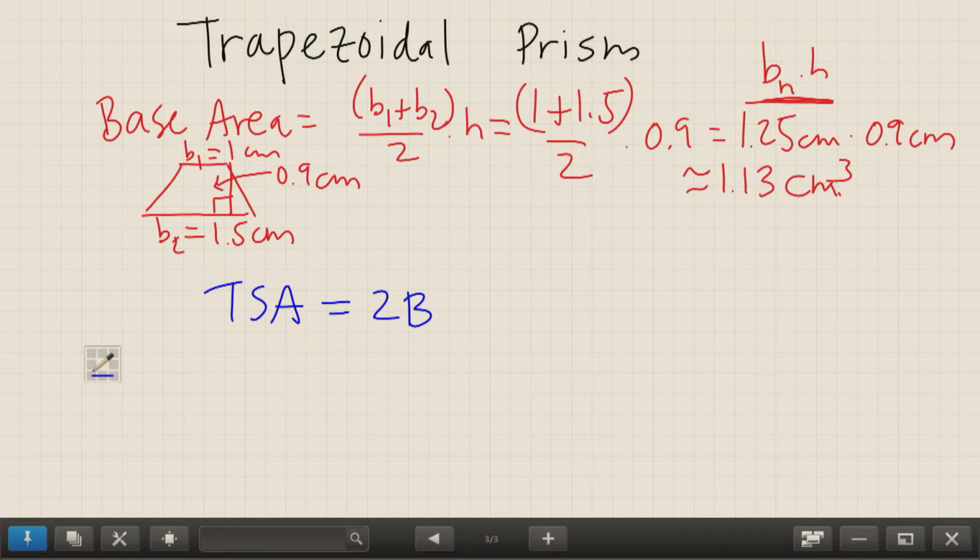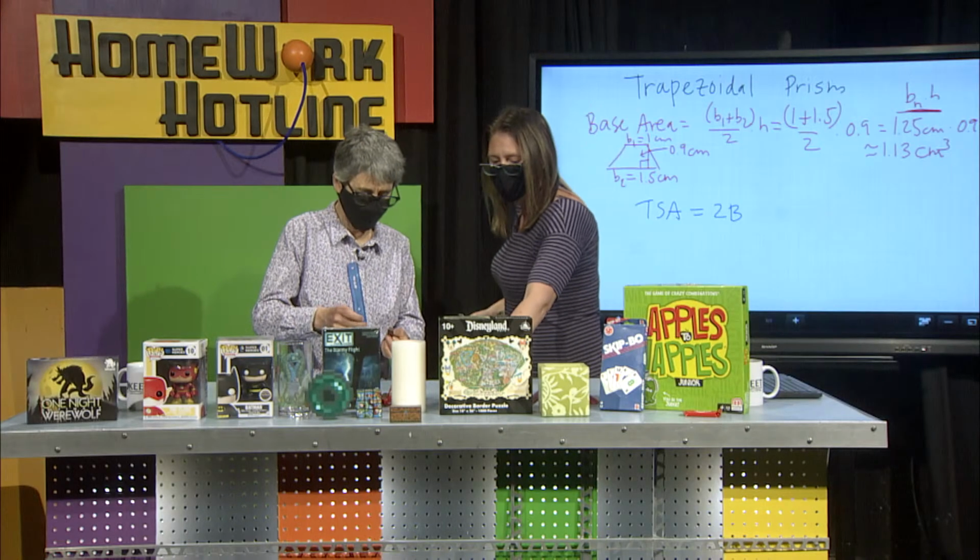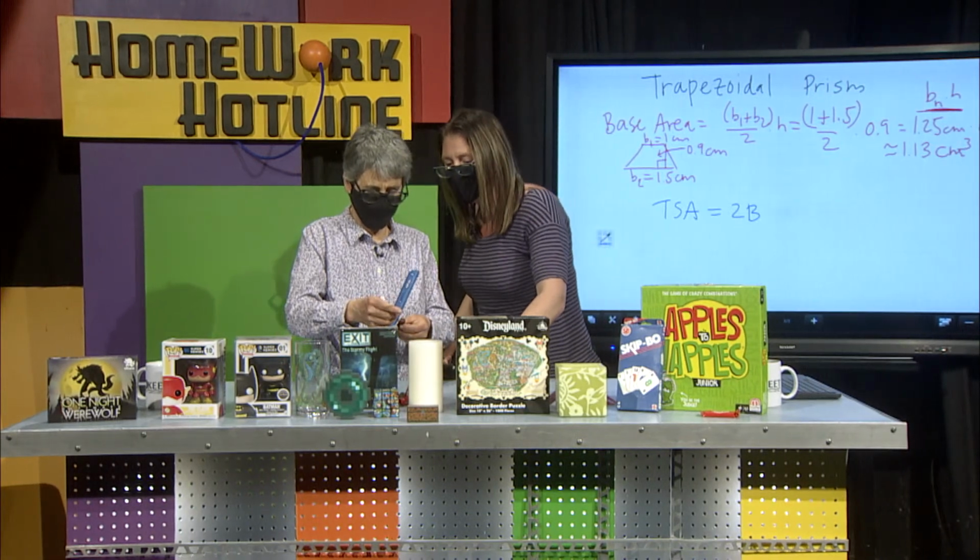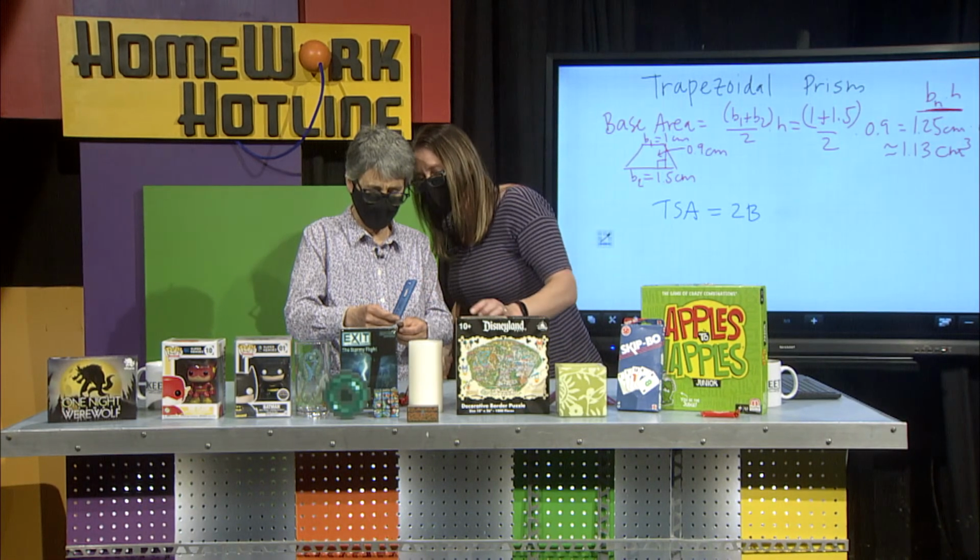Oh, did we do... Oh no, that was my base area. I never did my height. That's why. That was just the area of my base. If we don't get to surface area, is this fine all the way to height? Yeah, that's height, centimeters. There we go.